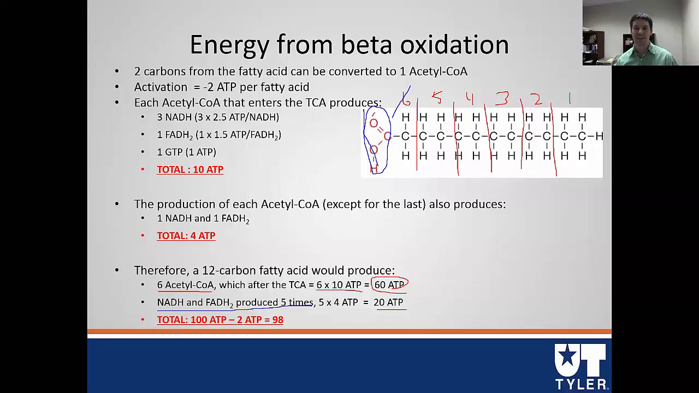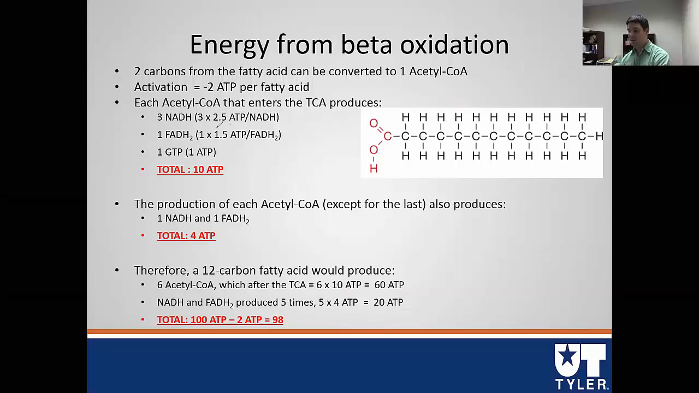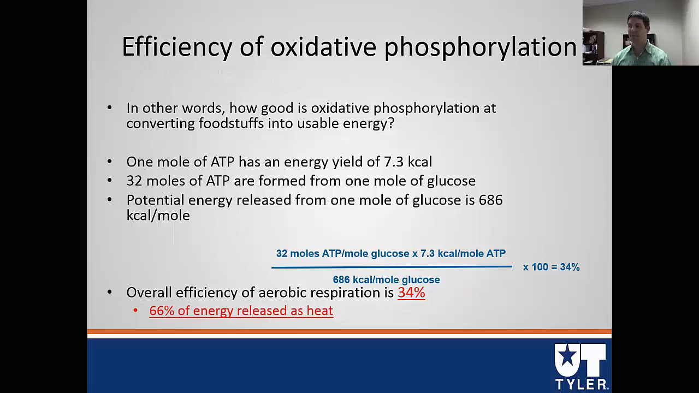So the very last slide is just to show you the coolness of physiology, right? This may not make any sense to you at first, but here's an idea: how efficient is oxidative phosphorylation? In other words, how good are we at converting food into usable energy, right? Here are just some numbers to let you know. You don't need to memorize these numbers. I think this is just cool physiology.